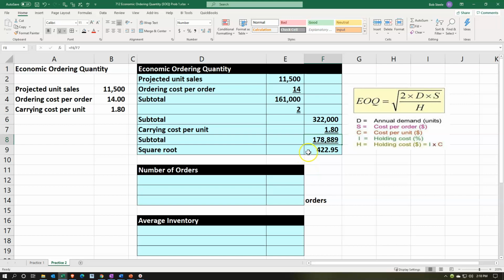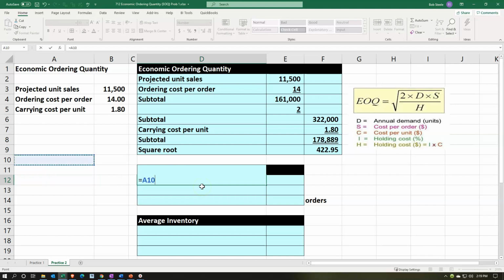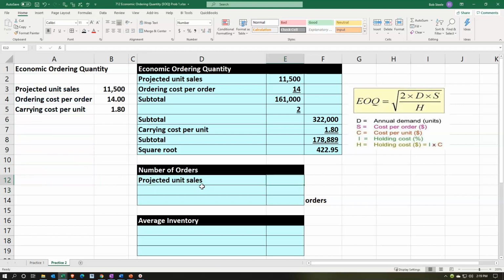If we know that, then how many orders would we make of about 423 units? Well, for that, we can simply take the total units that we're going to need for the period, which in this case is for the year, 11,500, and then divide that by what we just calculated, our economic ordering quantity, which we said was 422.95, about 423. Home tab, number, add a few decimals, underline, home tab, font group, underline.